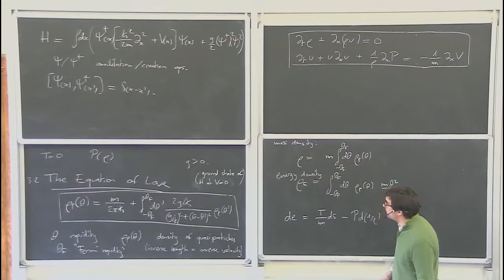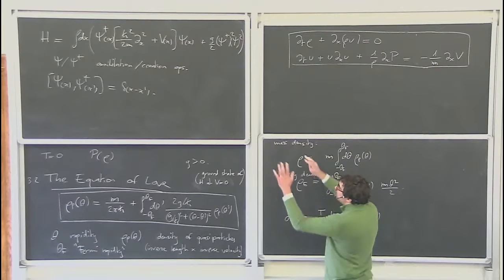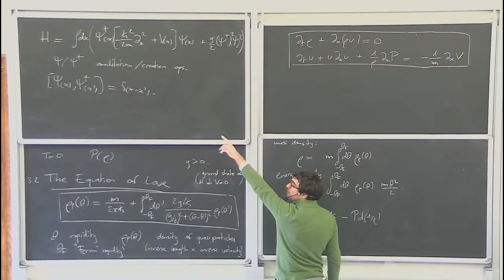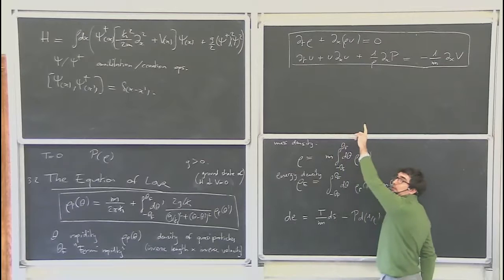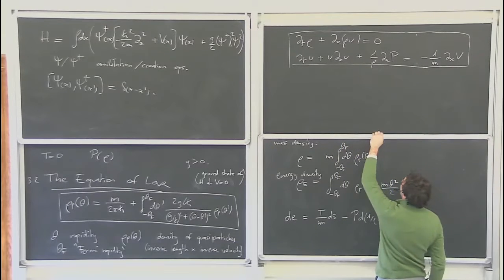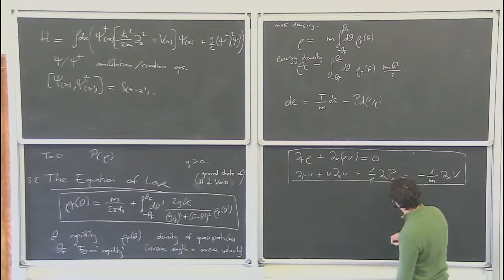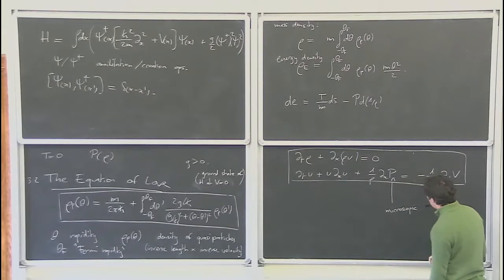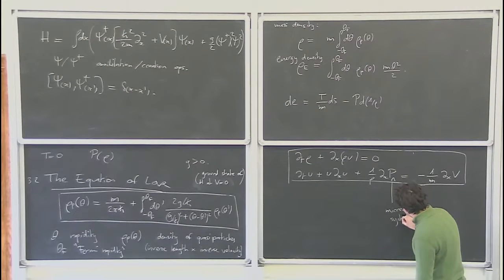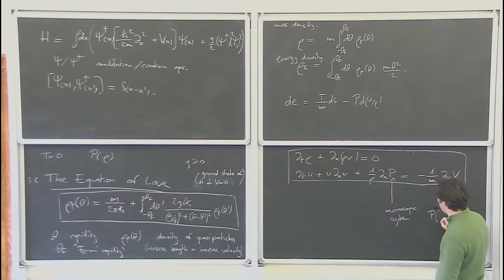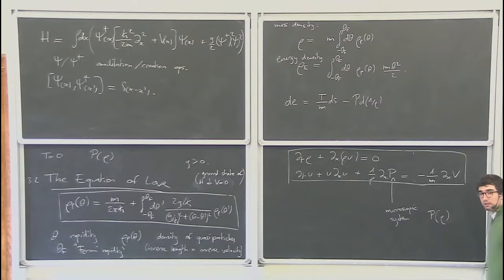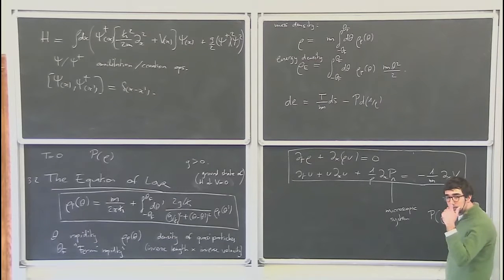Well, again, we are in this framework where we have traded this complicated quantum system for this much simpler description in terms of classical variables, but the input from the original system, the input from the microscopic model, is entirely hidden here. So the microscopic system enters only in the pressure as a function of the density in the stationary state, which is here just the ground state, the stationary state with zero momentum.